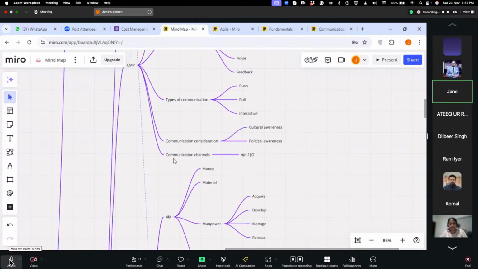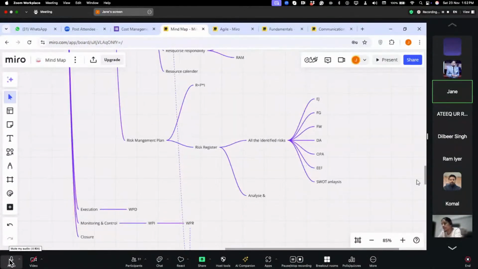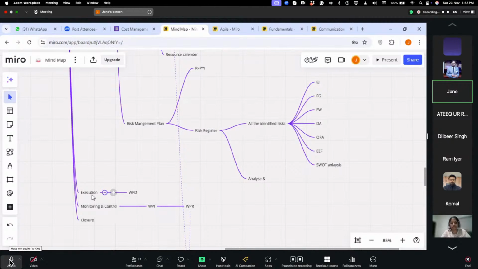Then we have the different communication channels that are calculated with the formula n into n minus 1 by 2, where n is the number of participants. And we also have work performance data. Work performance data is in the execution process group, and this is the raw information produced in the execution process group that gets converted into work performance information in the monitoring and control process group.